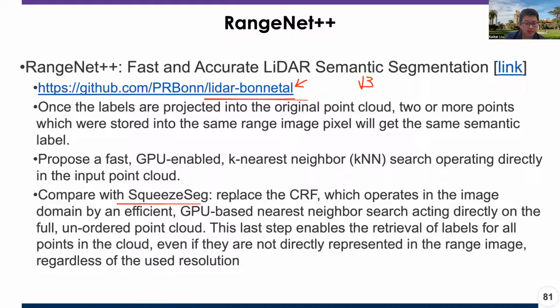Compared with grid segmentation, they replaced the CRF, conditional random field. But in the code, they also have the CRF implementation. You can check whether using their GPU-enabled k-nearest neighborhood search is better, or using the conditional random field is better, because all these are implemented in their code. They say k-nearest neighborhood works directly on the points in the point cloud space, instead of the 2D range images, where many things are blurred.